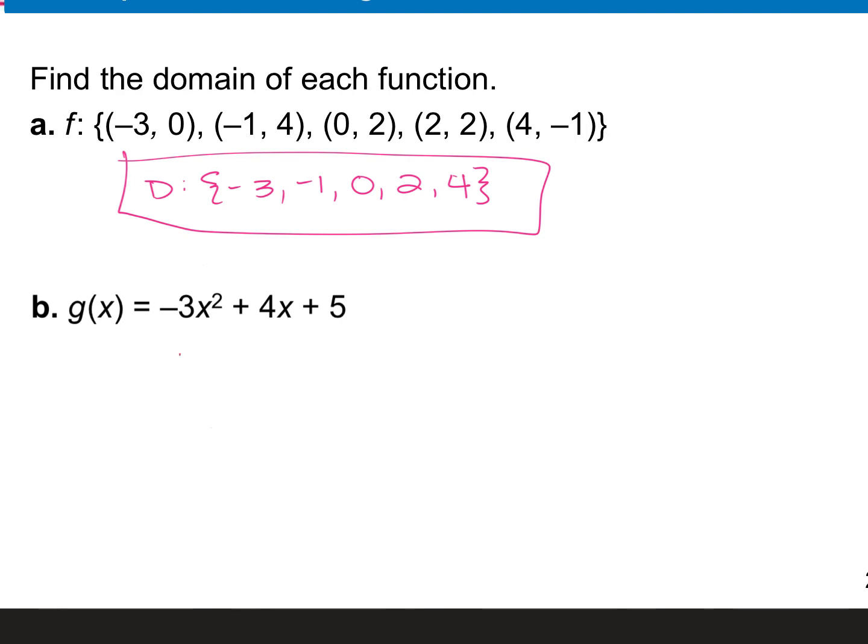So for this one, your domain would just be all real numbers. So from negative infinity to positive infinity, because you could literally plug in anything for x.